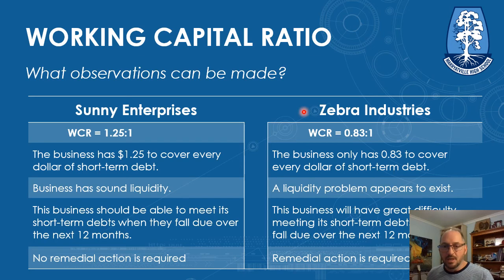Let's have a look at Zebra. Zebra's working capital ratio is 0.83:1. What does that mean? That means the business only has 83 cents to cover every dollar of short-term debt. What does this say about liquidity? A liquidity problem appears to exist because it's less than 1.1:1. What does this mean for the business? This means that the business will have great difficulty meeting its short-term debts over the next 12 months when they fall due. Is remedial action required? Yes, remedial action is required for Zebra Industries.